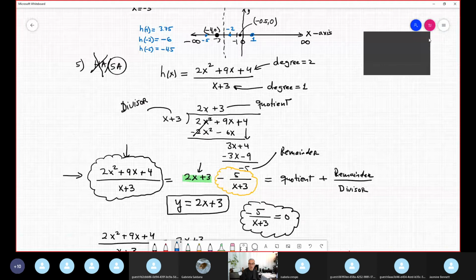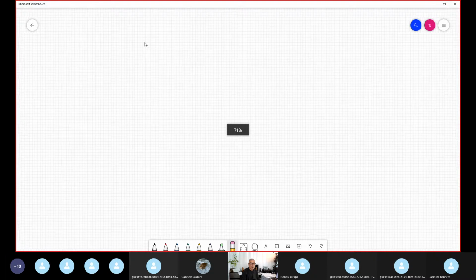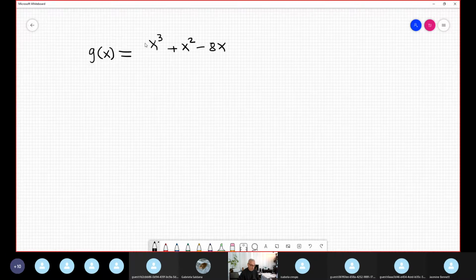Okay. There you go. I want to erase the board. The last example is a little bit complicated, but I want to do it. Okay, look, the function's name is g of x, equal to x cubed plus x squared minus ax minus 11, divided by x squared minus 9.